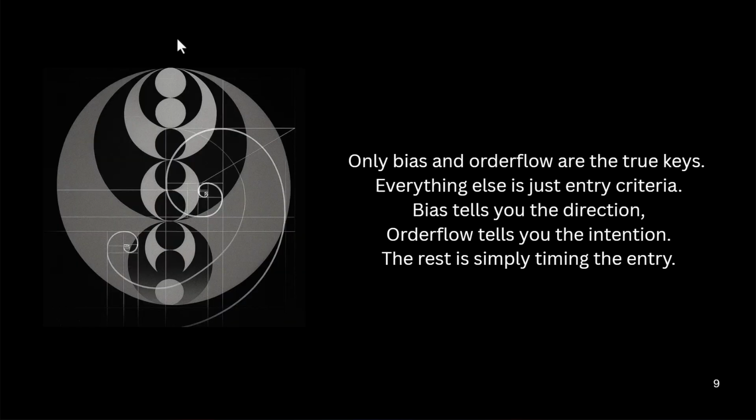Only bias and Orderflow are true keys. Everything else is just entry criteria. Bias tells you the direction, Orderflow tells you the intention, and the rest is simply timing the entry.